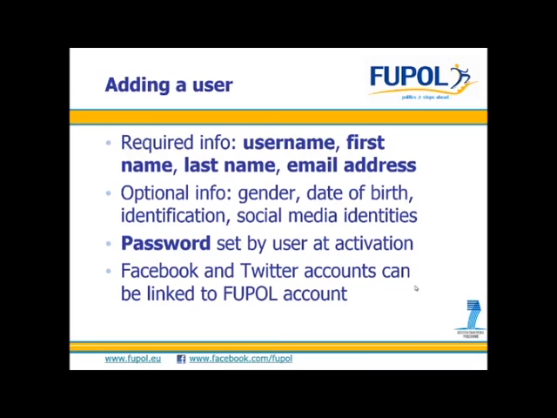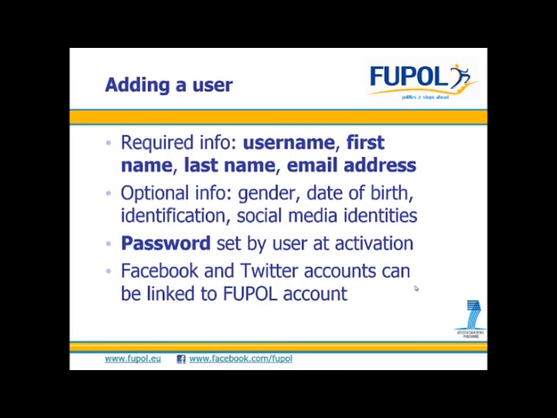Before adding a user, there are a few things we need to know about them. The FUPOL platform marks the following information as mandatory: username, first name, last name, email address. Optionally, more details can be filled in, like gender, date of birth, identification. This is some sort of official document like a passport. Also, social media accounts like Facebook and Twitter can be linked to the user account.